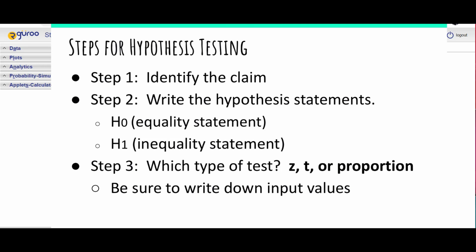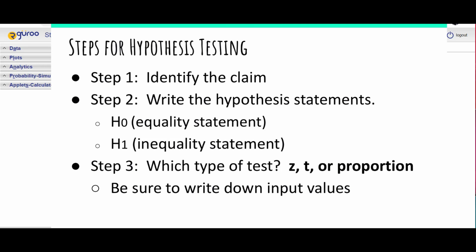The first thing that we do is we need to identify what the claim is. So the claim is often a belief that something is different than what we have always assumed it to be. And then once you identify that claim, then we write our two hypothesis statements.